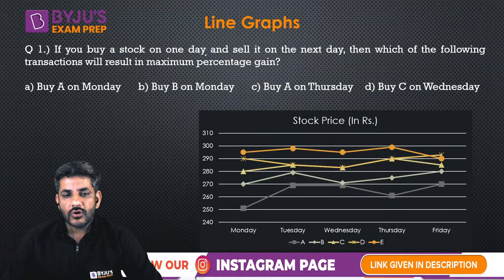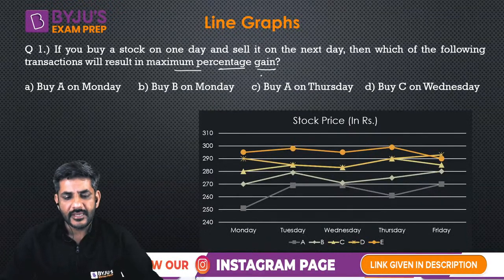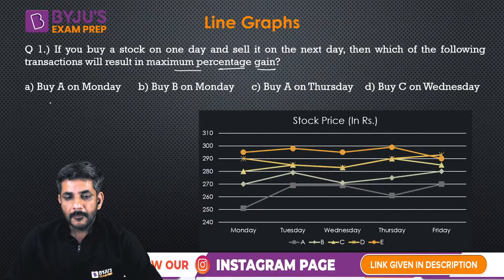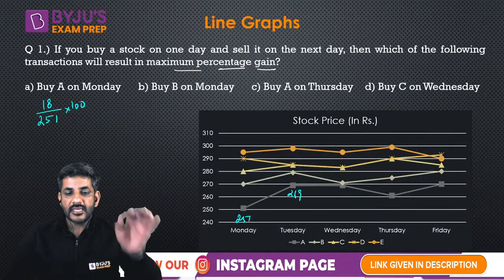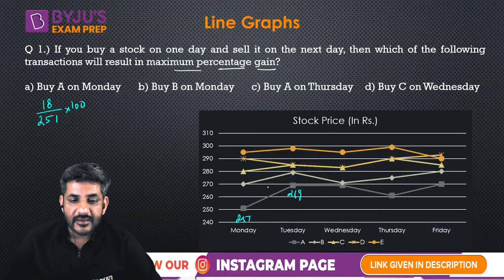So if you buy a stock on one day and sell it on the next day, which of the following transactions will result in maximum percentage gain? You buy on one day, sell on another day, when is the percentage gain highest? Buy A on Monday. If I buy A on Monday and sell it on the next day, can I say I am buying it at 251, selling it at 269? So I am getting 18 rupees on 251. Here it is 251, here it is 269. So my return is 18 rupees on a base of 251. So this is the percentage gain.